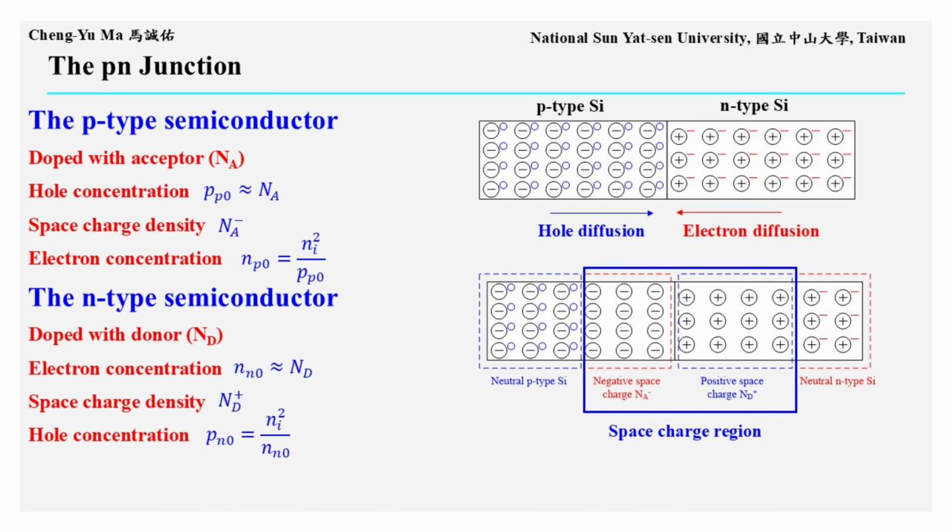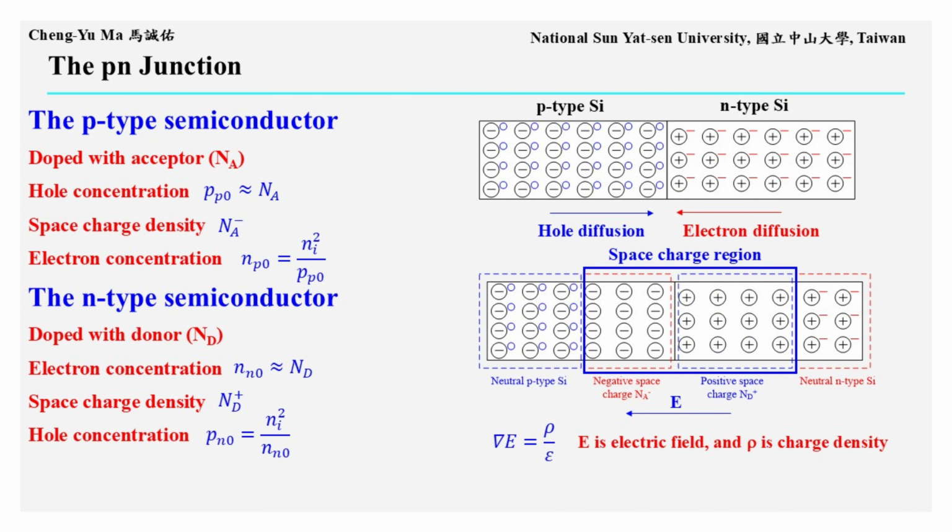On the p-type side, the space charge density is Na-. On the n-type side, the space charge density is Nd+. According to Gauss's law, the gradient of E equals rho divided by epsilon. Here, rho is the volume charge density, and epsilon is the dielectric permittivity of the material. Gauss's law tells us that when net charge exists in space, a gradient of the electric field E is produced. In other words, an electric field appears.